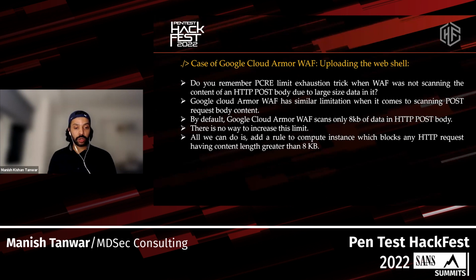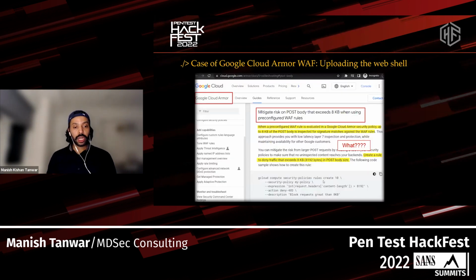Same thing is with Google Cloud, and it's not because of a scanning limitation, it's because they have defined the limit themselves. They say they will scan only 8 KB of the HTTP post body, that's all. If your request has more than 8 KB, they won't scan it, which is not the way to tackle the situation, but that's what they do. It is mentioned on their official Google Cloud webpage that they are not going to scan more than 8 KB. Now, being an attacker, we have an advantage and we can bypass it.